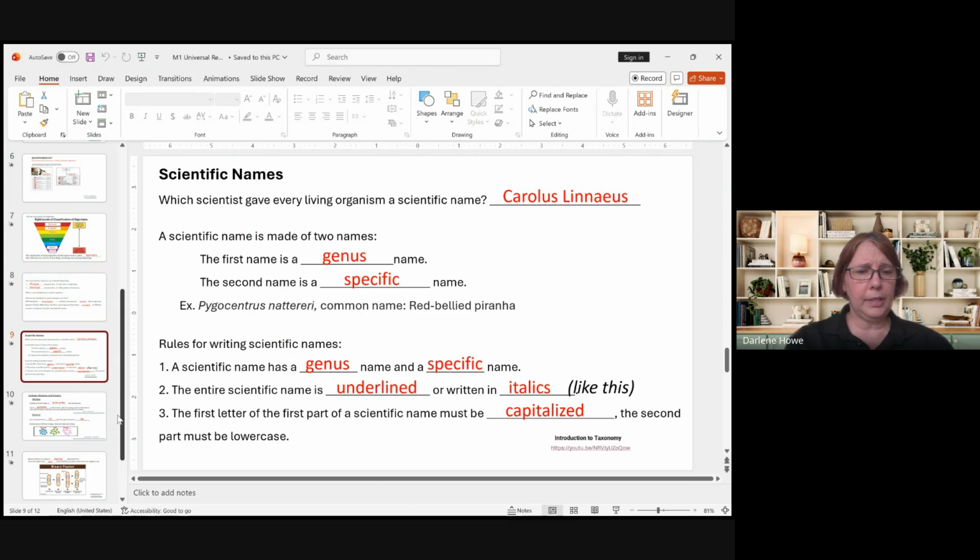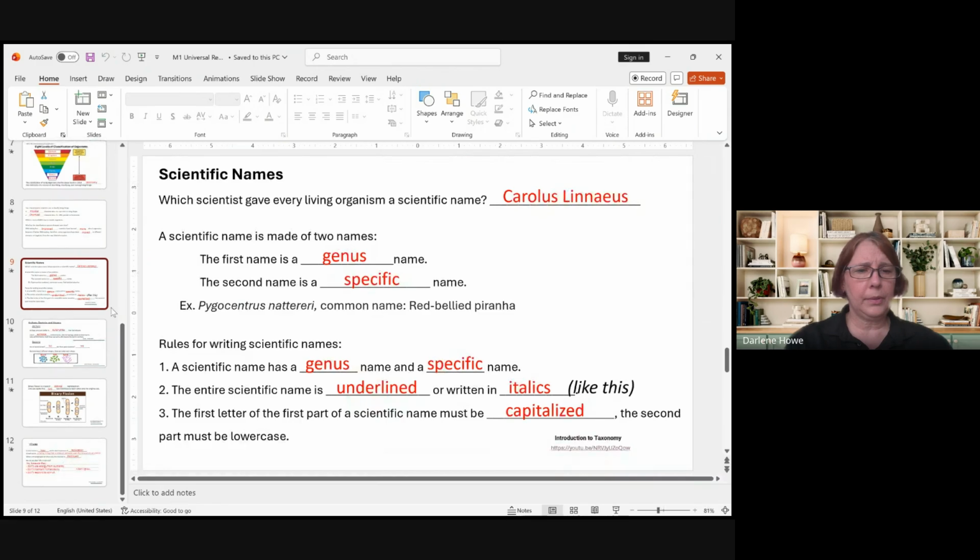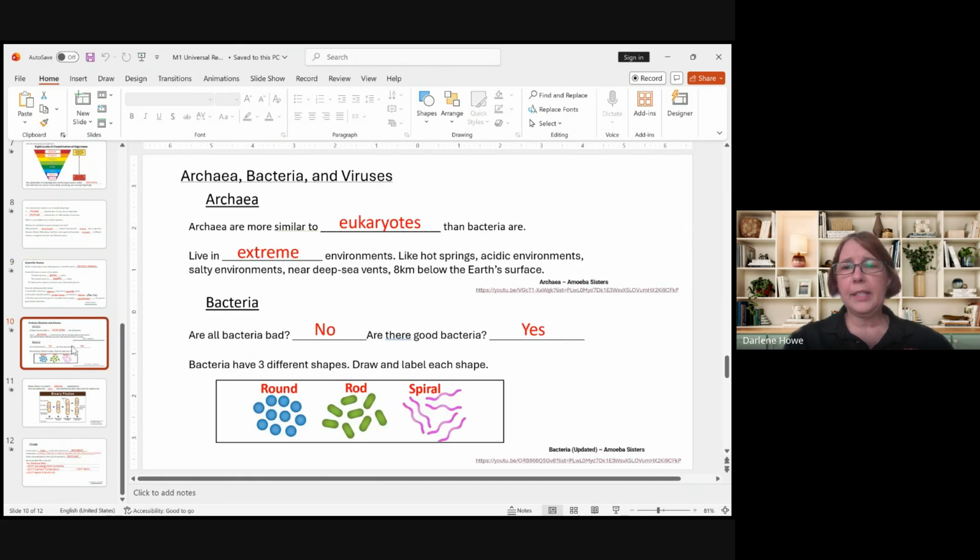Okay, next up, we're going to talk about archaea, bacteria, and viruses. Luckily, you don't need to know much about archaea. Archaea are really cool organisms, but we don't want to get into too much detail right now. We don't need to worry about that.